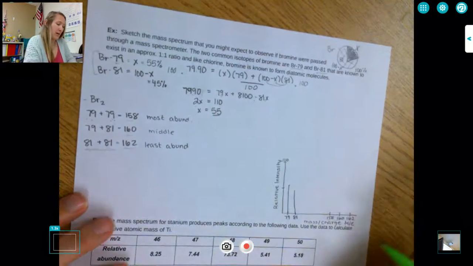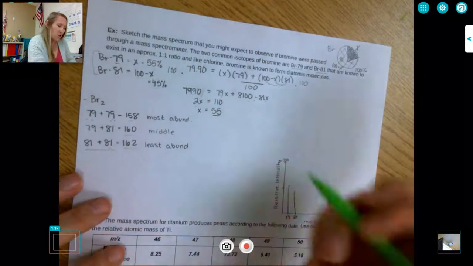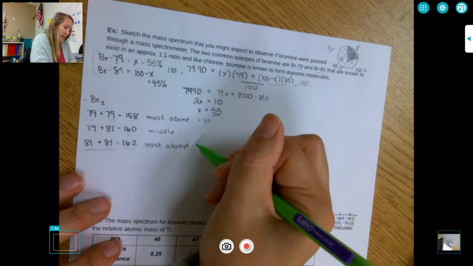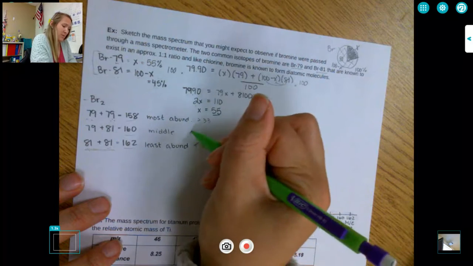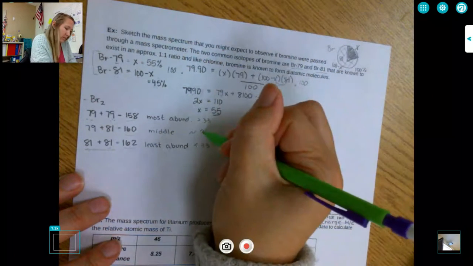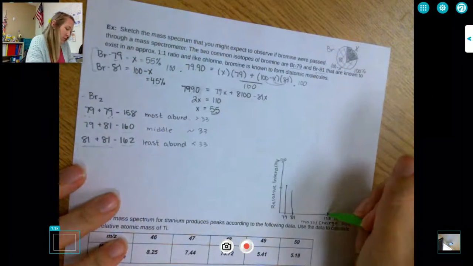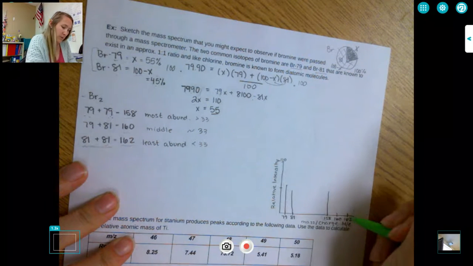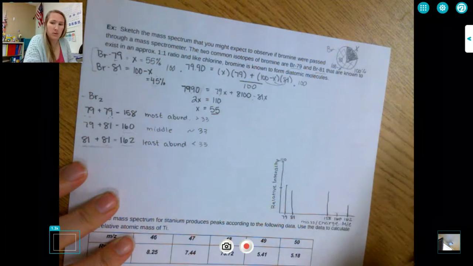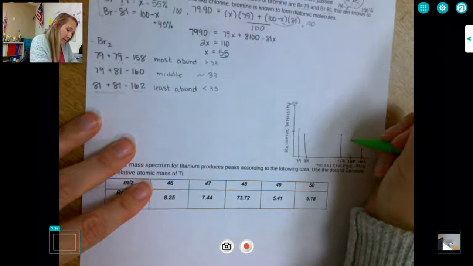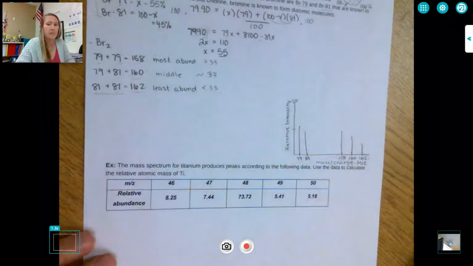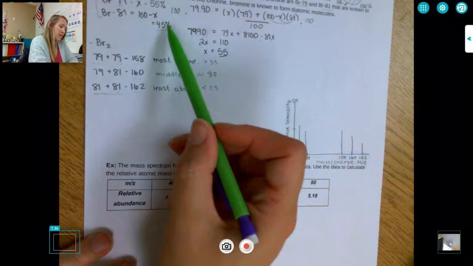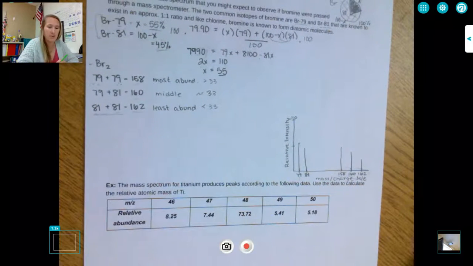If I know that it's about a third each, we can say this is more than 33%, this is less than 33%, and maybe this one's about 33%. So 158 is going to be the most, so put it higher. 162 is the least, lowest, and then my 160 is going to be somewhere in between. We can make that educated assumption based off of our data here.